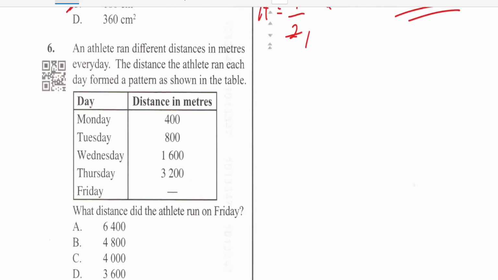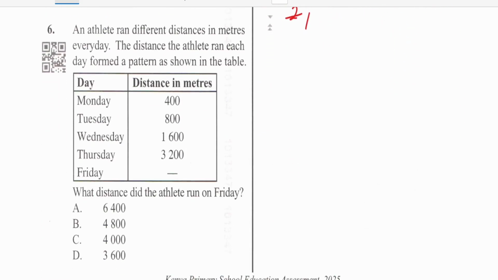Now let's go to question 6. Now there's a guy called an athlete. Okay, an athlete ran different distances in meters every day.